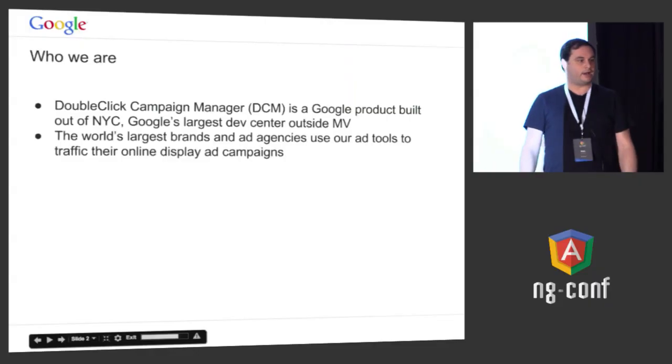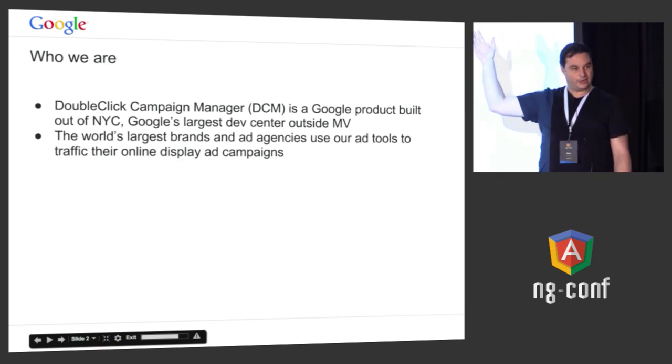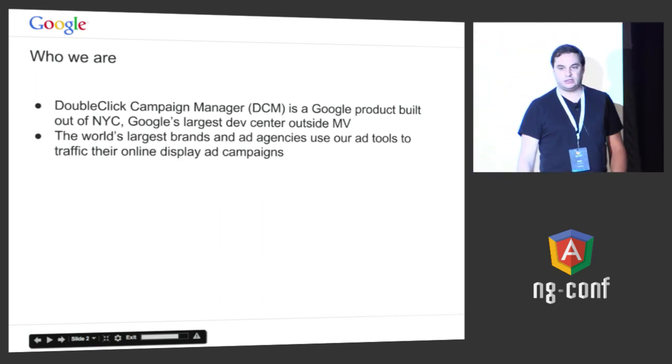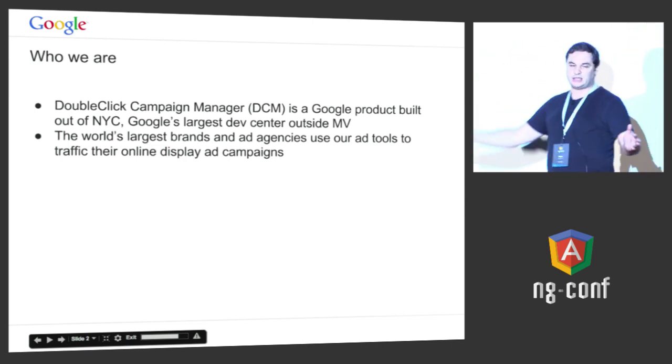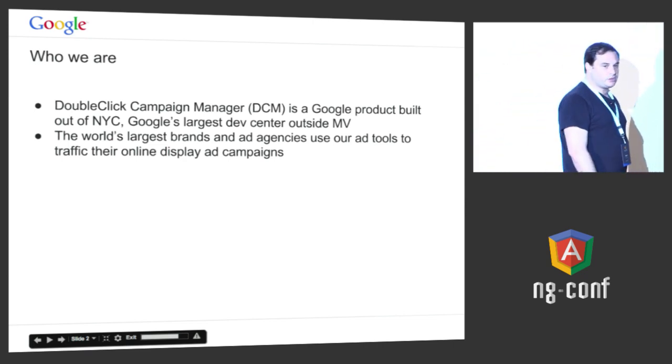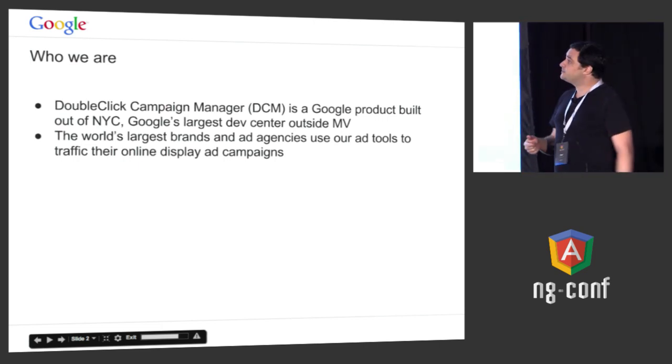So DoubleClick Campaign Manager, we're out of the New York office. How many people here know that Google has a New York office? Good. In fact, the New York office is the largest development center outside of Mountain View. It's huge. We occupy an entire city block. And it's really the home for a lot of great products, Google Docs, and lots of advertising products.